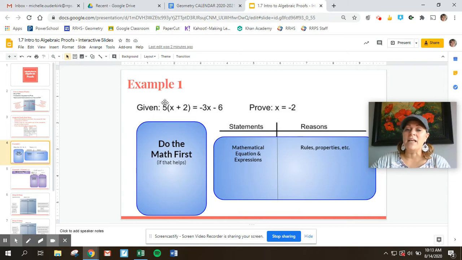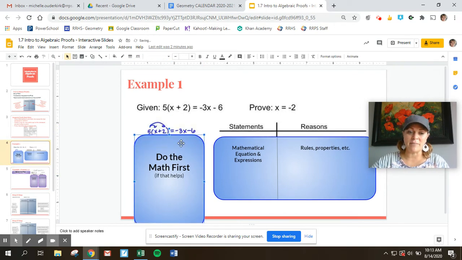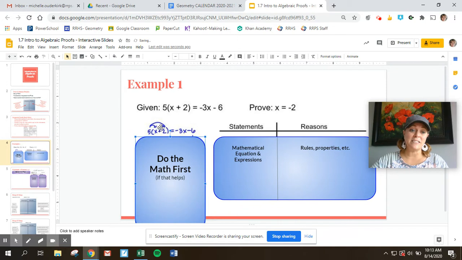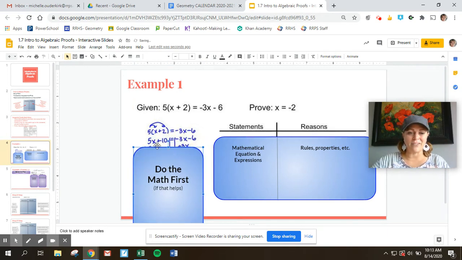So example 1, to do an algebraic proof, sometimes for some people, it actually helps to do the math first. So if I were to do this problem, and I'm going to do step by step, I might distribute first. And so you think, okay, I'm distributing, so that means using the distributive property. That would be the rule. Okay, and then you do the next step and you're like, okay, what did I do? Oh, here was the original and I distributed. Okay, so that's just my step of what I did after.